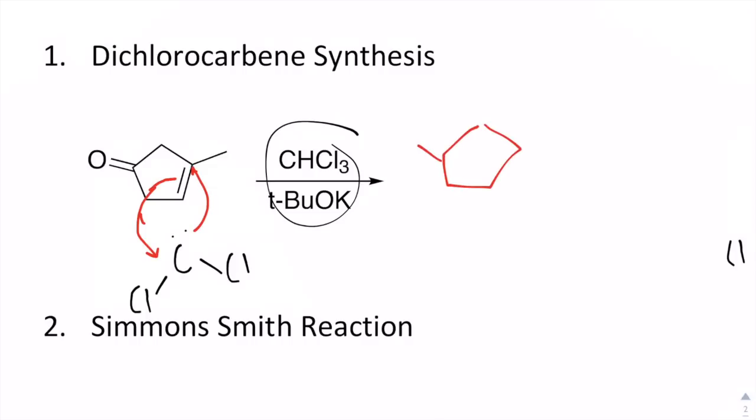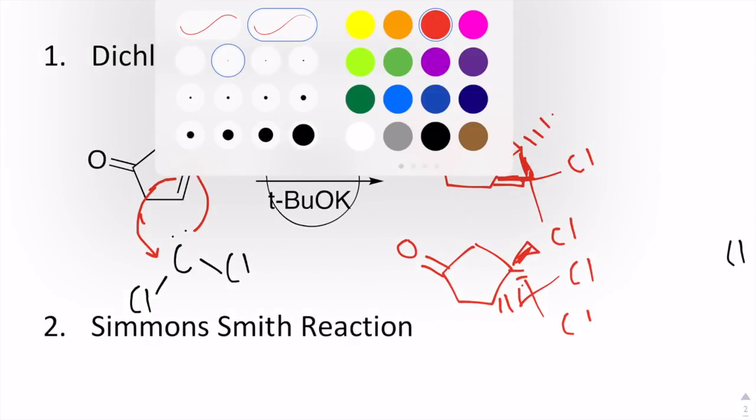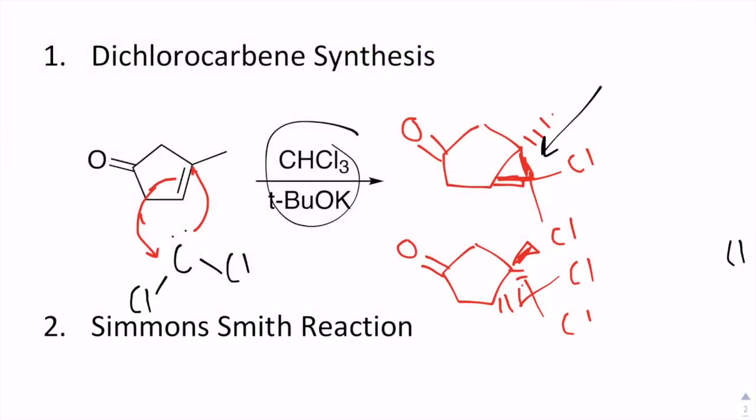So if you predicted this as your structure, sorry for the bad handwriting. I hope that's kind of clear. I know it's really crowded. But we can see that we have a cyclopropane on a wedge configuration over here. And we have cyclopropane on a dash configuration over here.